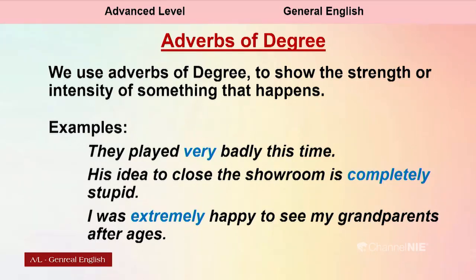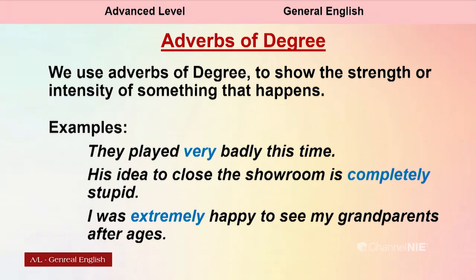His idea to close the showroom is completely stupid. Stupid is the adjective, completely is the adverb. So this adverb shows the degree, the level, right. Completely, totally wrong, totally foolish, that is the idea.